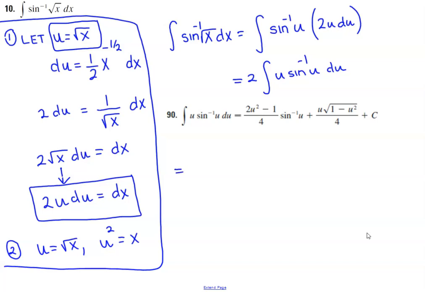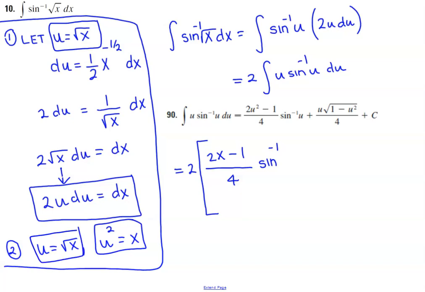We're going to write equals, and then we have 2 on the outside, which is the constant, and then we have times 2u squared. Well, u squared is x, minus 1 over 4 times the sine inverse of u, and we know that u squared is x, and then u is the square root of x, so that's the square root of x, plus u, which is the square root of x, times the square root of 1 minus u squared, which is 1 minus x, over 4, and that's plus c.